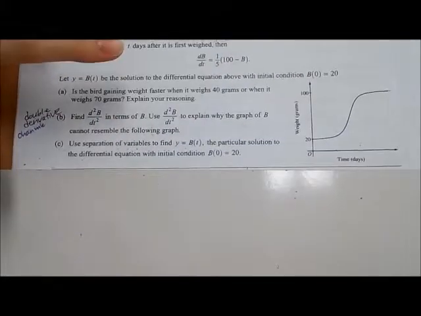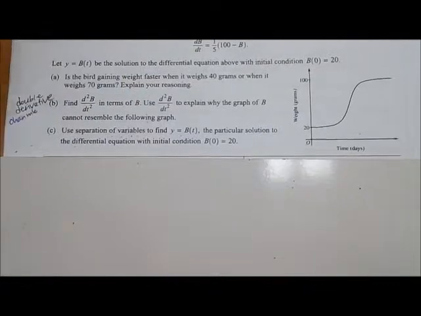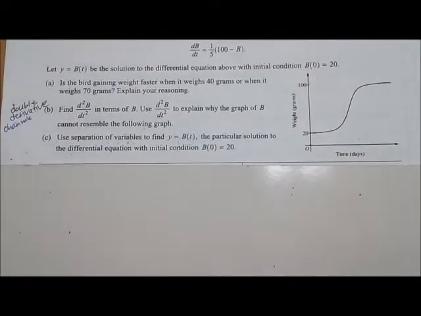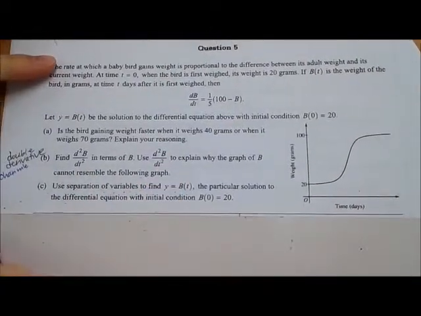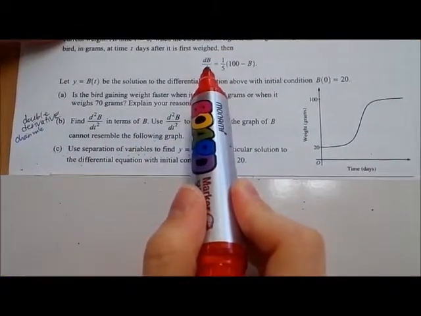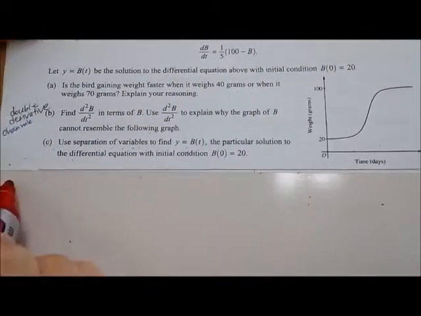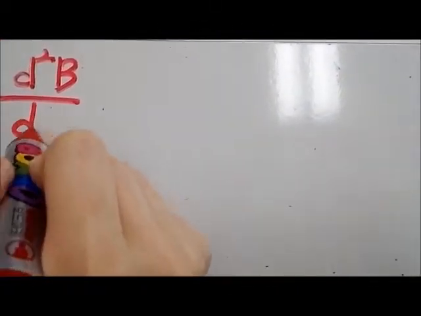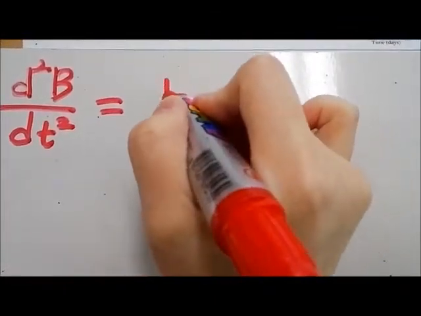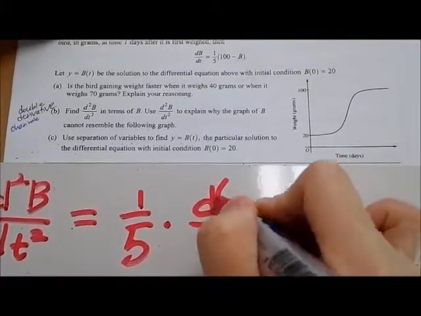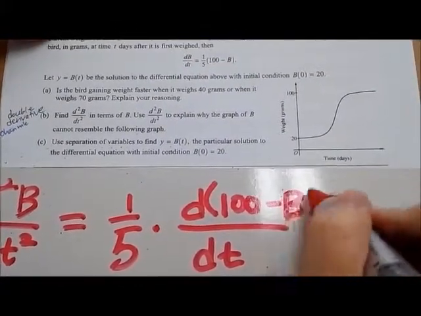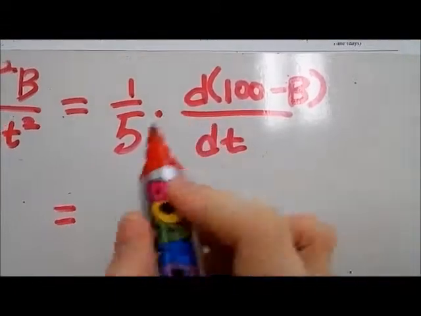Question B reads, find the double derivative of B in terms of t in terms of B. Use the double derivative of B to explain why the graph of B cannot resemble the following graph, and the graph is shown here. So in order to find the double derivative of B, we know that we have to derive this equation again. So we derive both sides, and since the constant can come out like this, we know that we will be deriving 100 minus B, which is in parentheses.